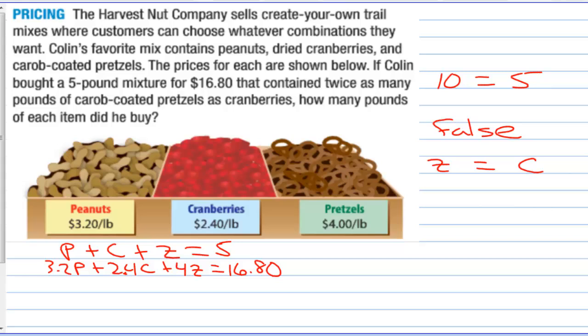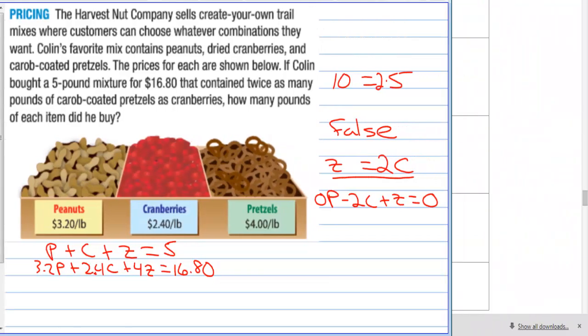Now I think to myself, what do I do to that to make it into a true statement? And we'd have to multiply the right side by 2 to make that true. So I must have to multiply the C by 2. Twice as many pretzels as cranberries. Now they're evened up. Now it actually equals each other. Well, I want to make this equation look like the other two. So we have 0P, I don't have peanuts in this equation, minus 2C plus Z equals 0 because I moved the 2C over. Well, now that one looks like the other two.